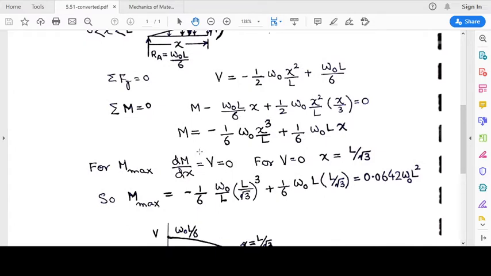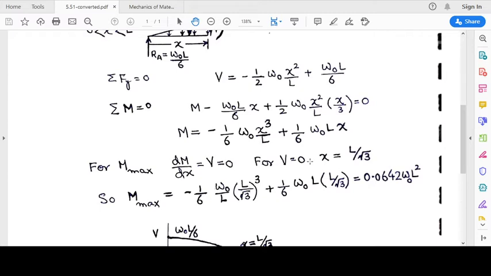Now for M max, dM by dx is equal to V. We have studied that in the load, shear and moment relationships. We know that V is equal to dM by dx. So for maximum bending moment, we must have slope equal to 0 at that point. So we must put dM by dx equal to 0, and since dM by dx is equal to V, we just put V equal to 0 and find the value of x. We just put this right hand side equal to 0. That gives you x is equal to L over under root 3.